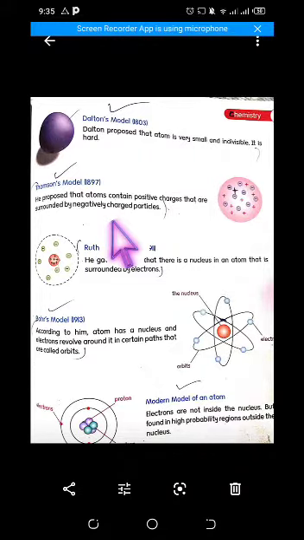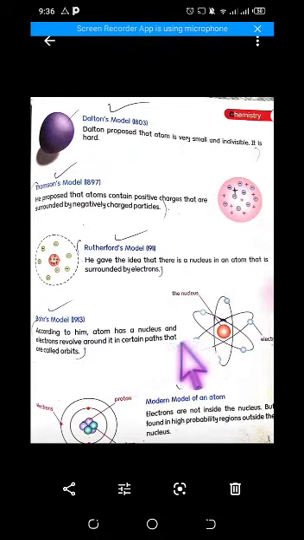After that, Rutherford's model came in 1911, and he gave the idea that there is a nucleus in an atom that is surrounded by electrons. After that, Bohr's model came into being in 1913. According to him, atom has a nucleus and electrons revolve around it in certain paths. They have a fixed path along which they revolve, and these are called orbits.